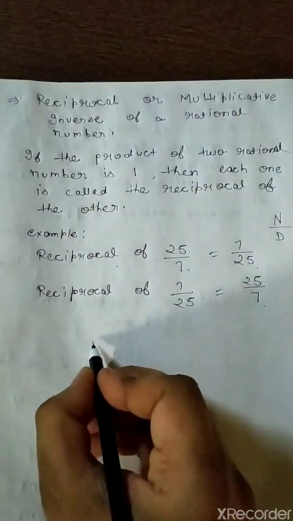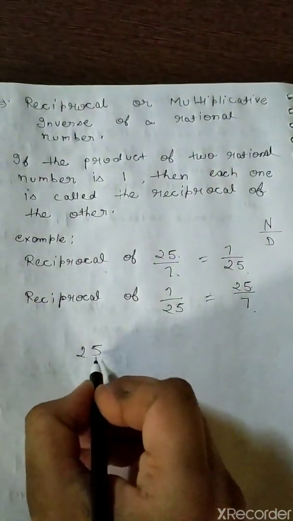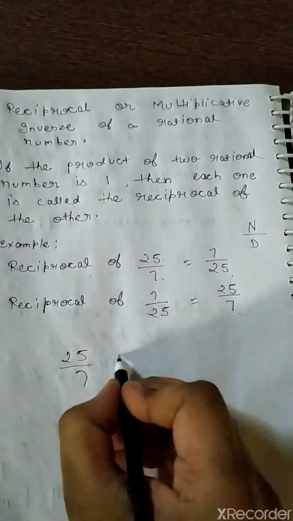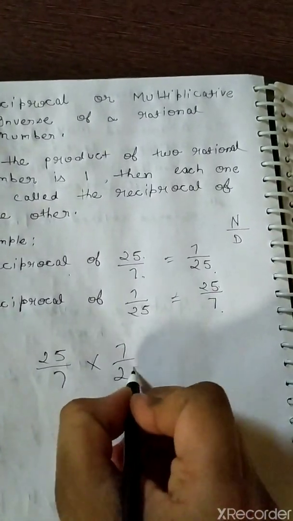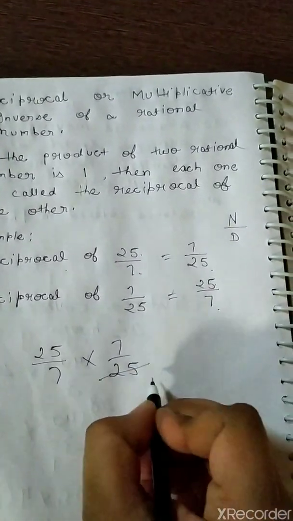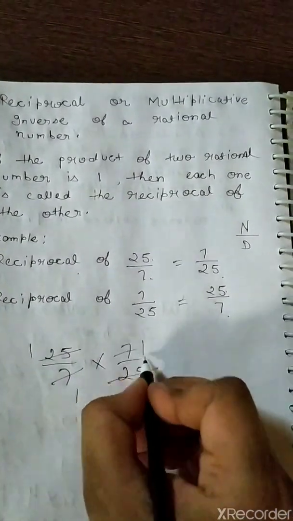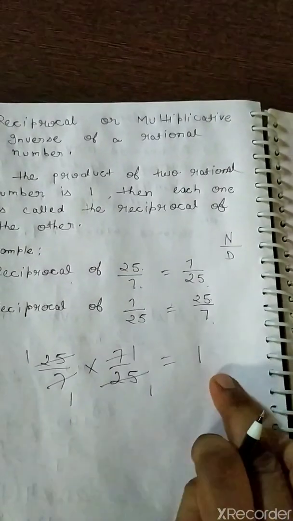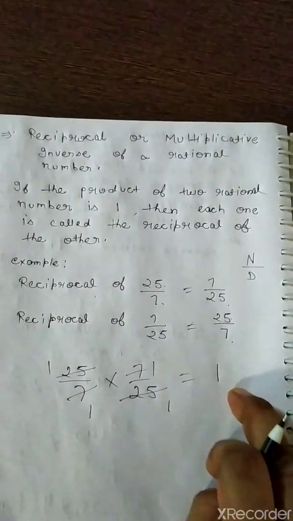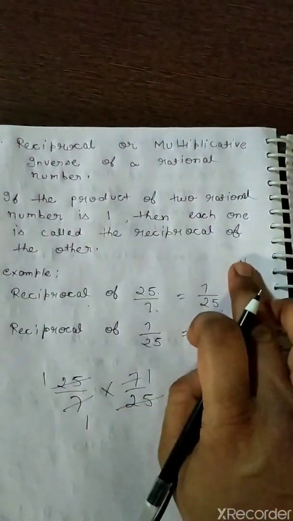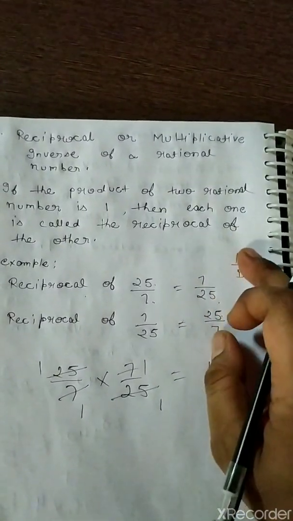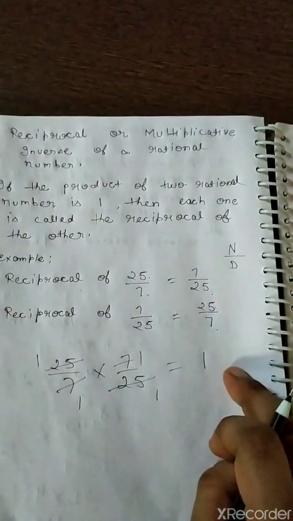According to the definition, you can see that 25 by 7 into 7 by 25, then you will cut 25 into 1 time here, 7 into 1, so it will come 1 only. So their product is 1. The two numbers which are multiplicative inverses, meaning reciprocals of each other, their product is 1.